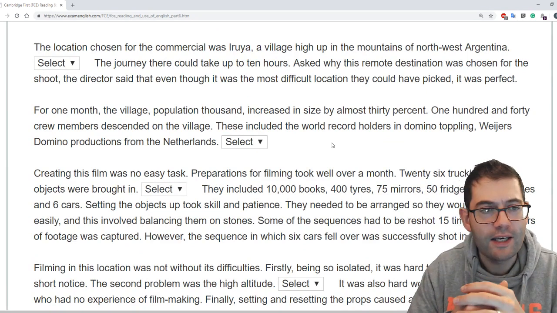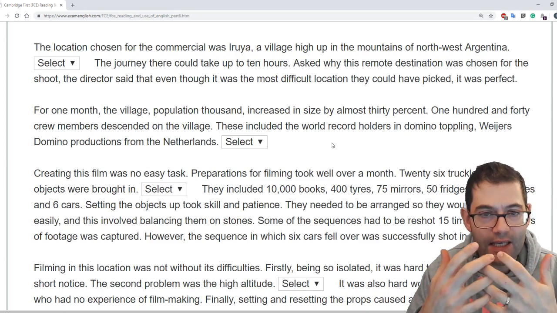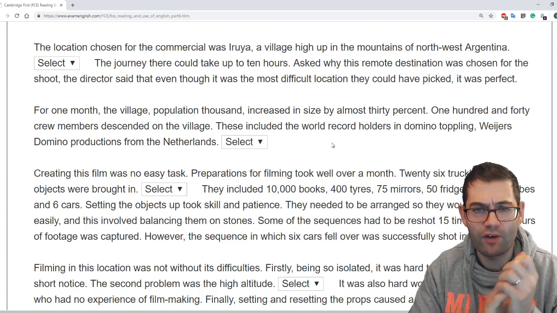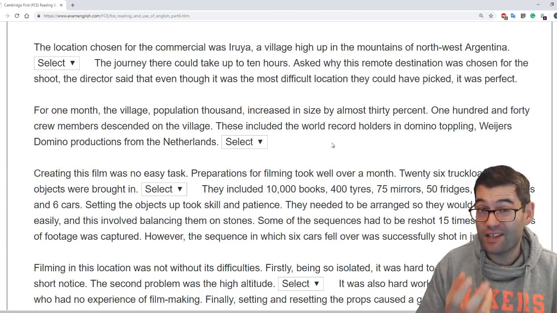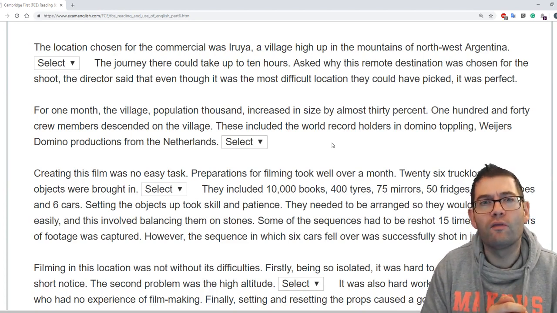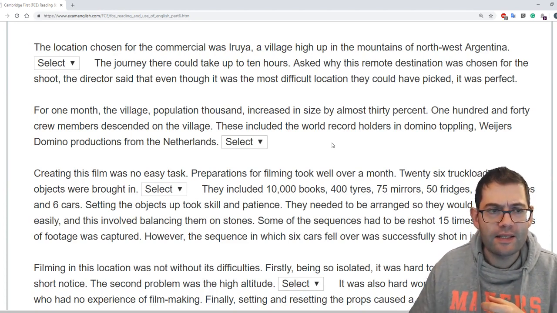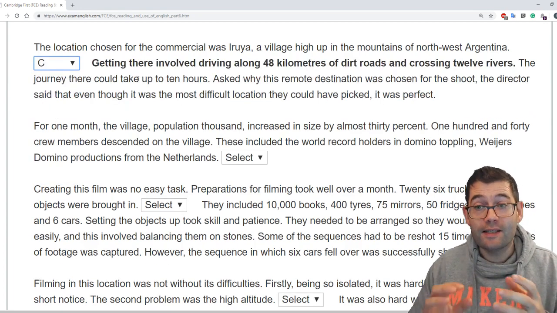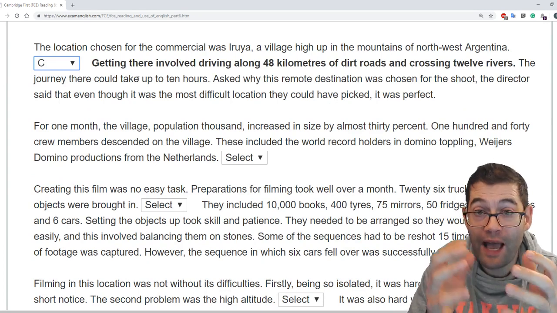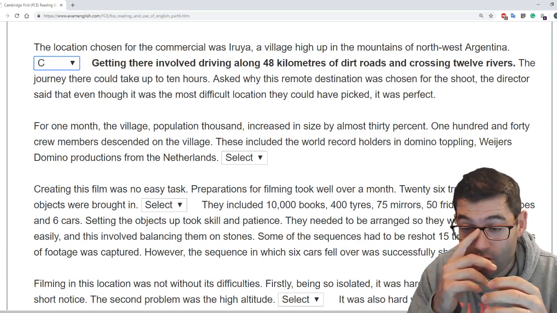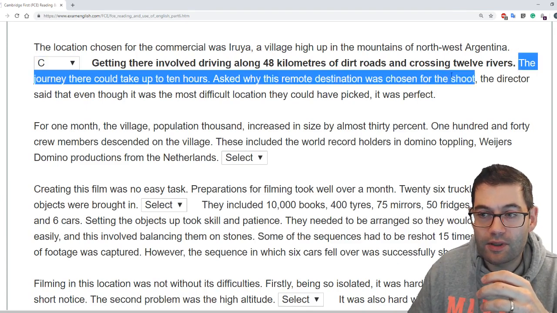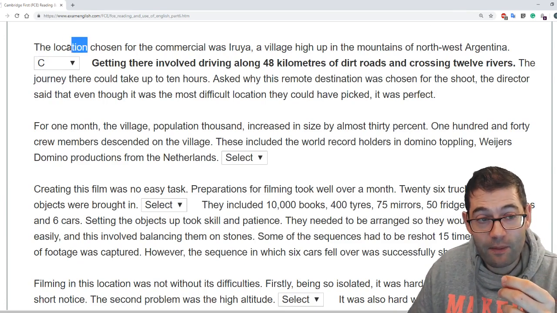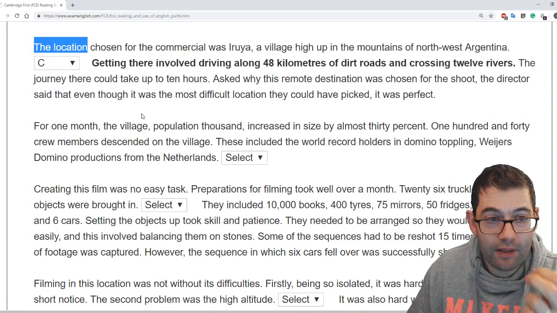And then afterwards, after the gap, it tells you that the journey takes a long time, that the destination was remote, etc. So we're looking for an answer that fits the context, perhaps of location, of difficulty, or something along those lines. And the answer that we've got, which is C, actually tells us about how difficult it is to get there. In fact, it talks about the journey, which links to this vocabulary here, the journey. So getting there, in other words, there is a vocabulary link which refers back to the location.